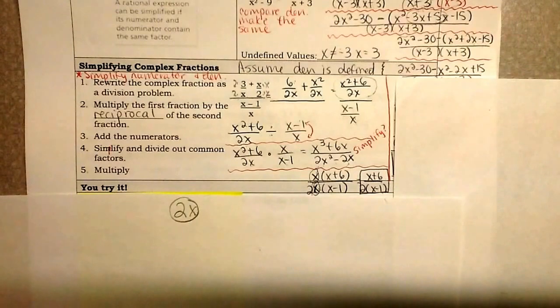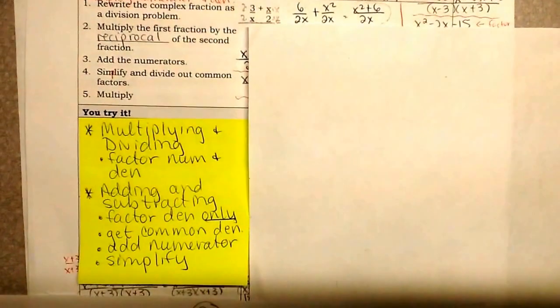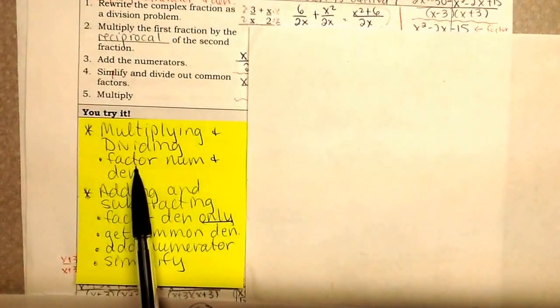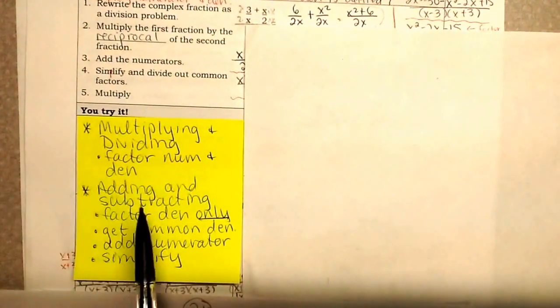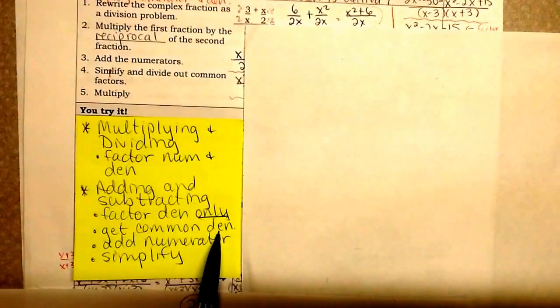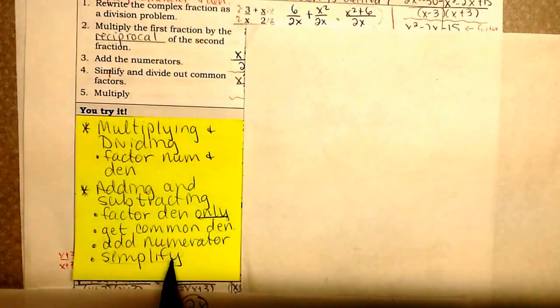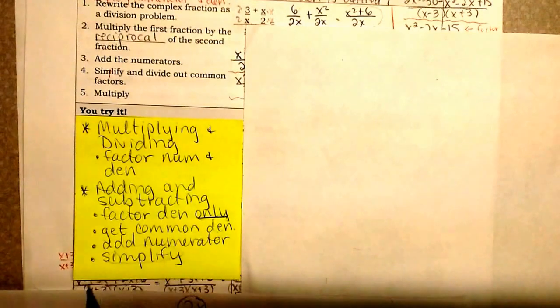All right, I just want to quickly remind you that when you're multiplying and dividing, you want to factor the numerator and denominator right away at the beginning. If you're adding and subtracting, you factor the denominator only. You get the common denominator, and then you add the numerator. Then you simplify. If you need to factor the numerator out and reduce it, then you do that.